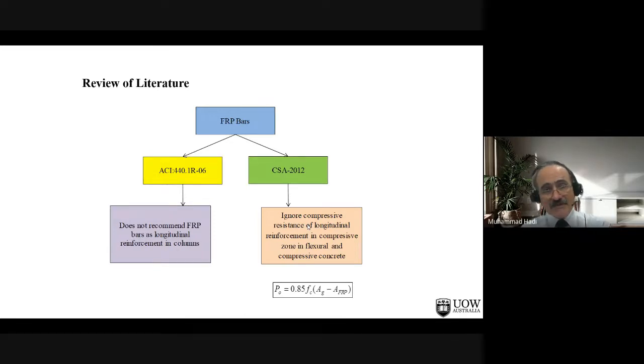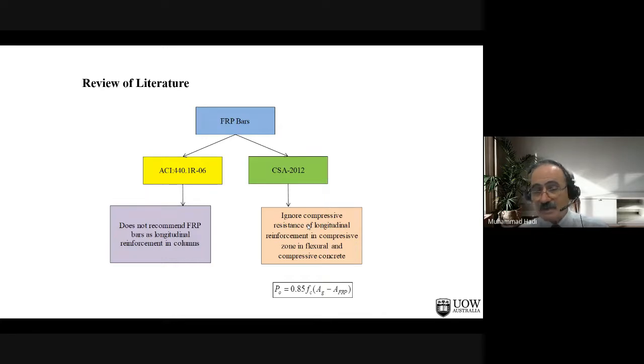Now, these FRP bars: ACI 440 in 2006 clearly said don't use FRP bars. But the current ACI 440 doesn't say use or don't use. It is just silent about it. The Canadian standard says, okay, you can use it, but you ignore the contribution of the FRP bars in columns.